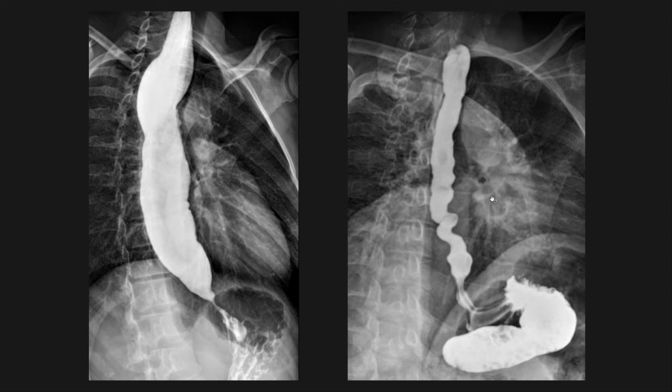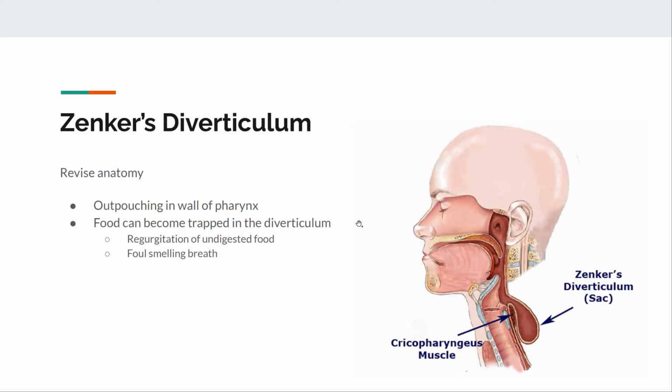These aren't really questions in Australia. You just focus on the achalasia, but for people doing USMLE, they often get you to compare these two images and diagnose based on the image.